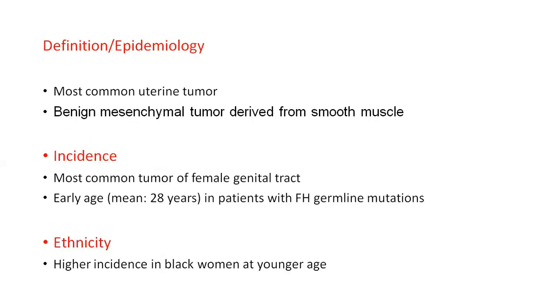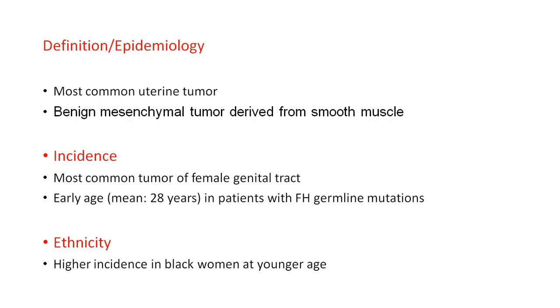Starting with the definition of the conventional leiomyoma, this is a benign mesenchymal tumor which derives from smooth muscle, and it is one of the most common uterine tumors. In terms of incidence, it's the most common tumor of the female genital tract, and it commonly occurs from middle age to elderly age, but sometimes it can occur at an earlier age, especially around the mean age of 28 years.